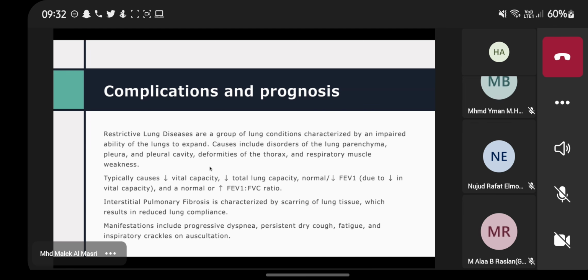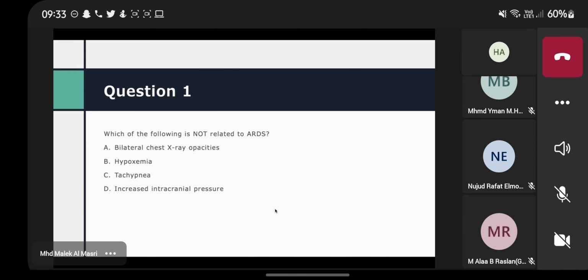The common findings are decreased vital capacity, decreased total lung capacity, normal or decreased FEV1, and normal or increased FEV1 to FVC ratio. Now, as for interstitial pulmonary fibrosis, it's under the restrictive lung diseases, and also results in reduced lung compliance. Its manifestations include progressive dyspnea, a dry cough, fatigue, and inspiratory crackles on auscultation.